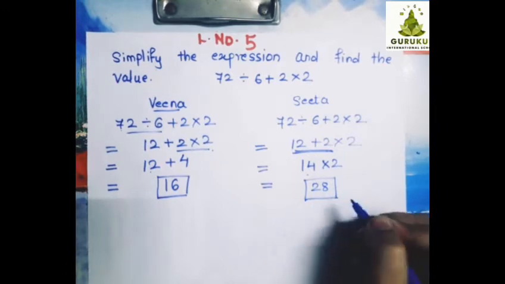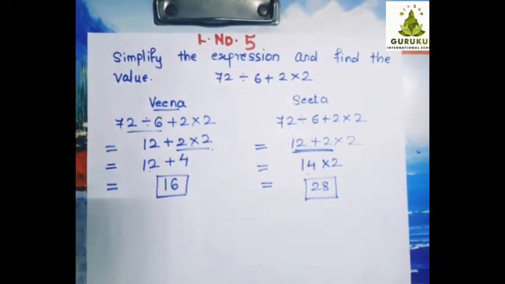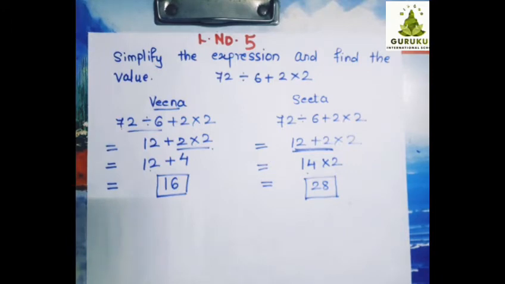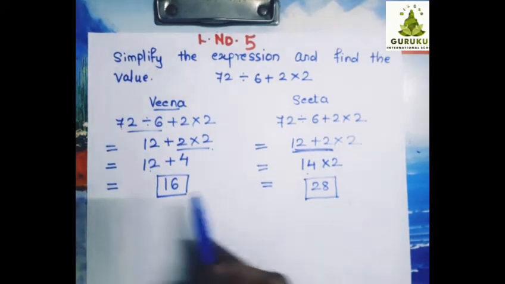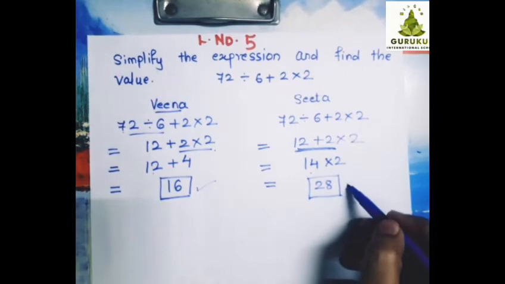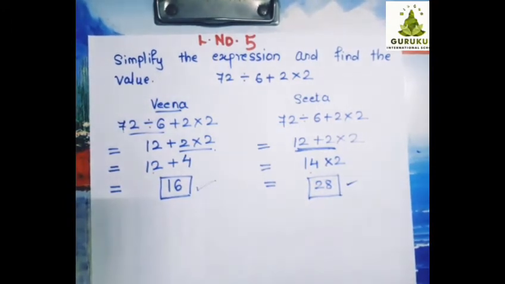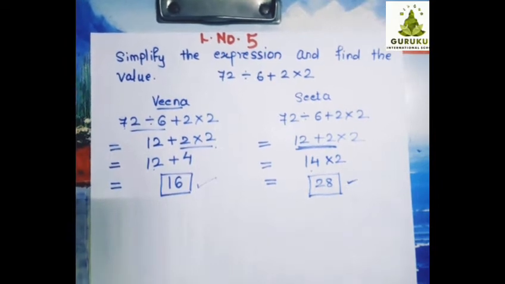Now while looking at both the methods, we will get confused. Both girls solved the sum, both have used different methods, and they got different answers also. Now which is right and which is wrong? To understand this, we are going to learn some rules for simplifying expressions.